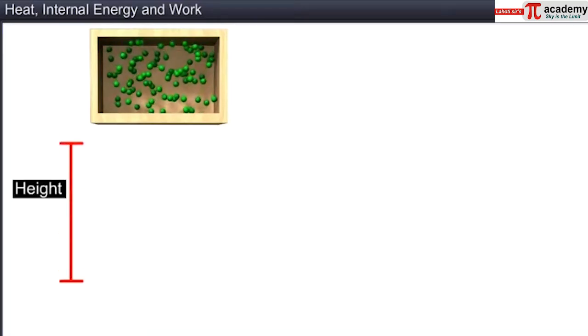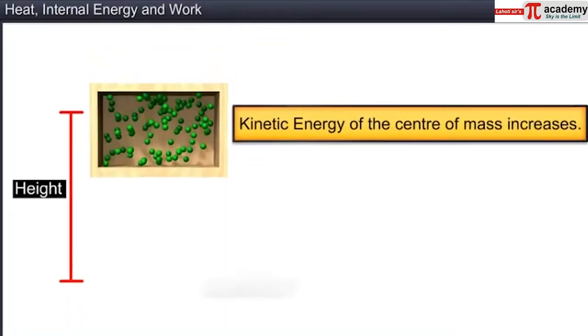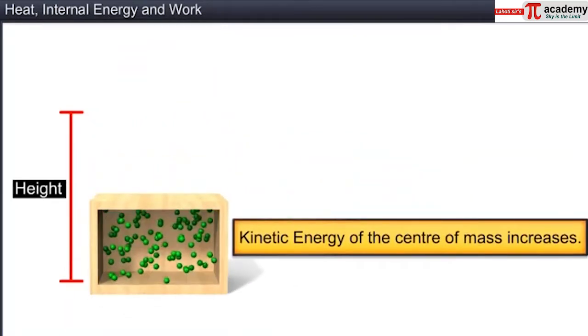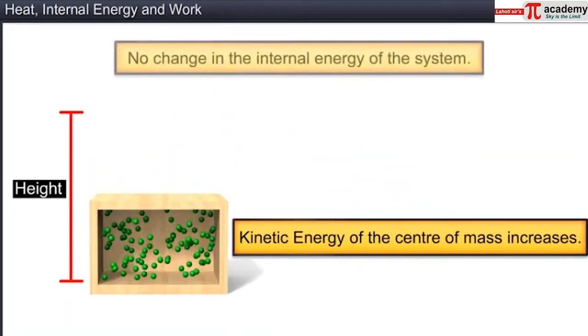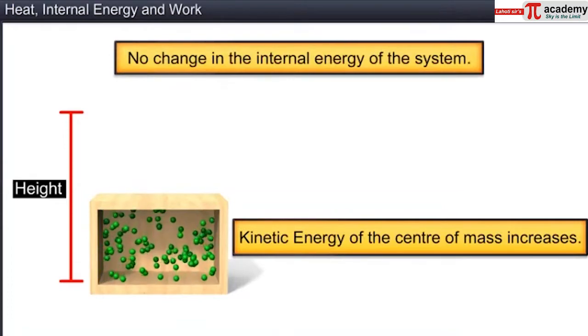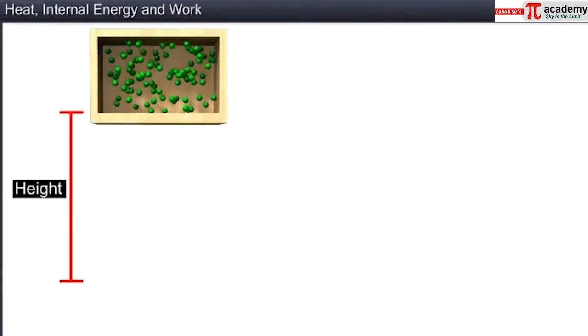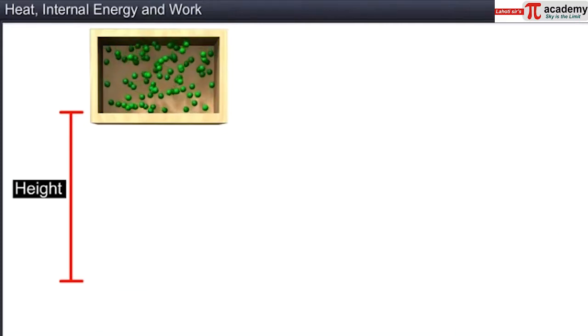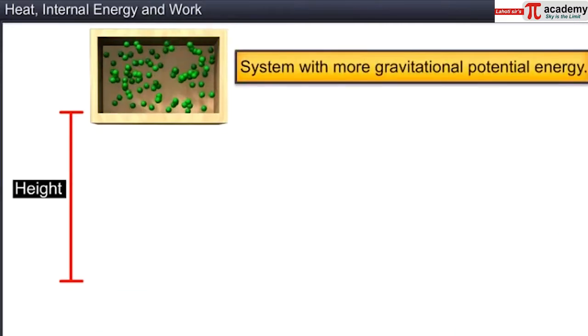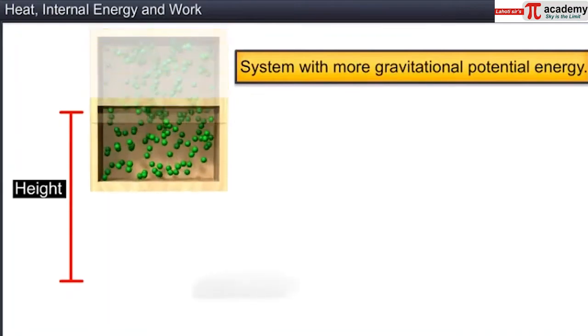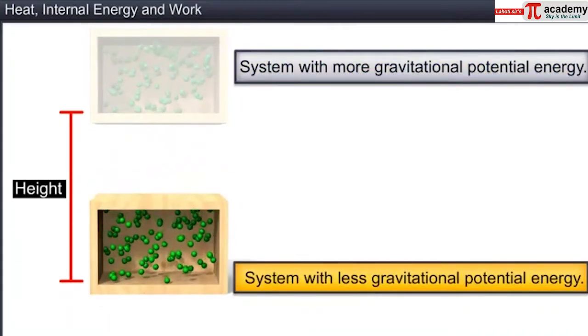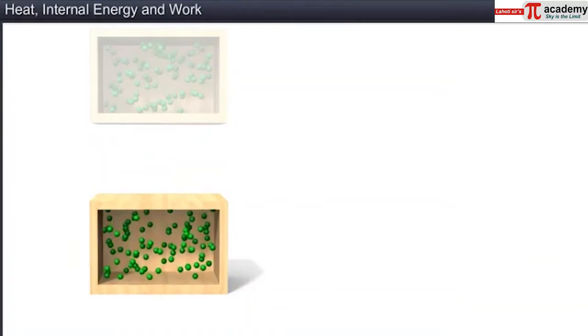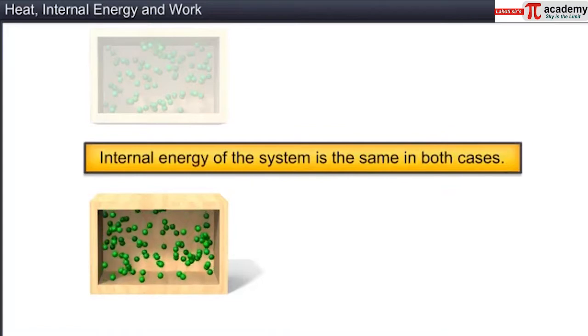For example, take a system of gas in a container placed at a certain height. If the container is dropped, the kinetic energy of the center of mass of the system increases, but there will be no change in the internal energy of the gas. The gravitational potential energy of the system is greater when it is at a certain height than when it is on the ground. But the internal energy of the system is the same in both cases.